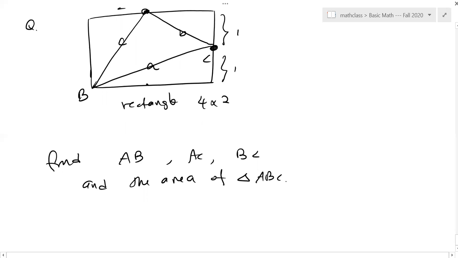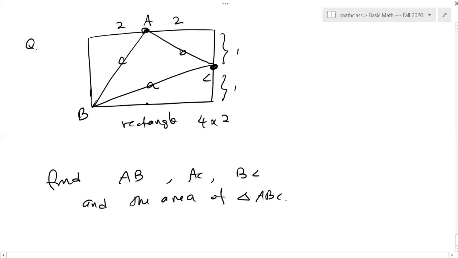How do you find a, b, c? I give you 1 minute to think about it. Okay. Can you find a, b, and c?